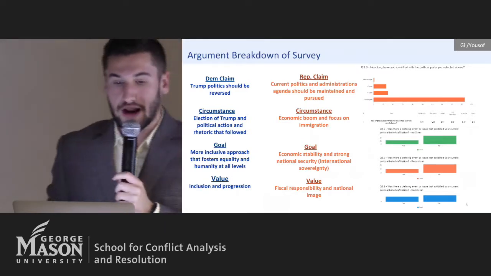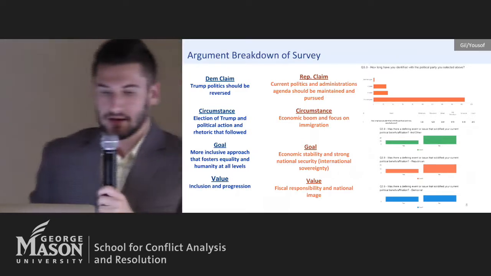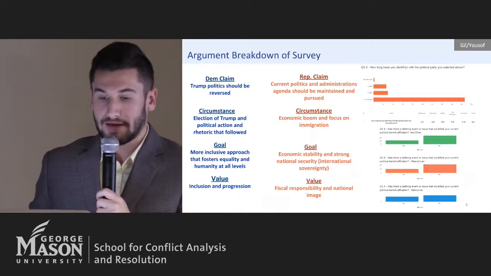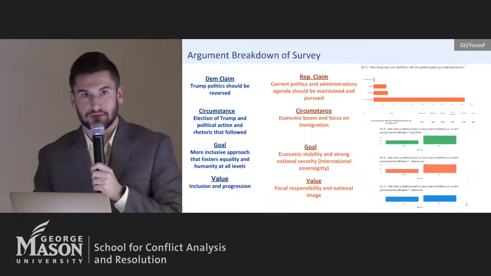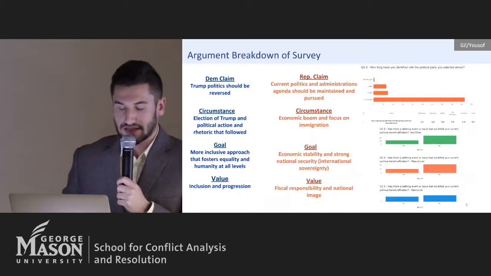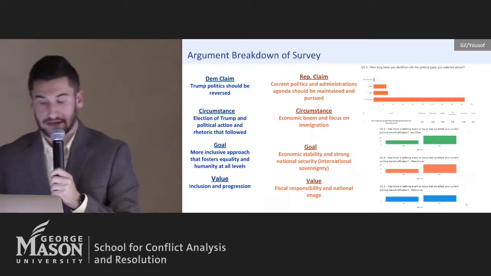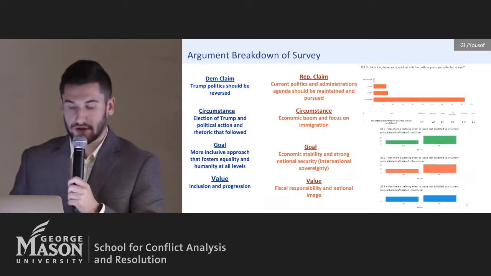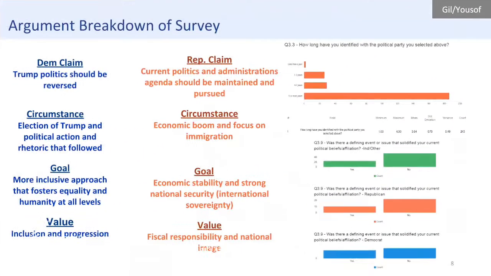So the Democratic claim from the survey that we could come up with was that they felt that most of Trump's politics should be reversed, especially the tax break for corporate companies and the immigration policies.